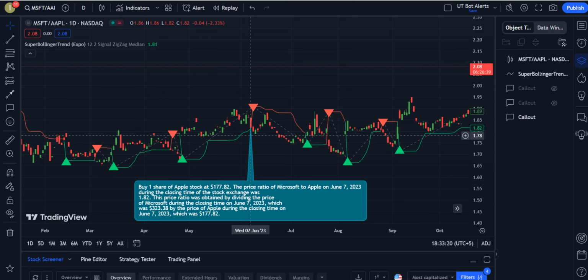Why is it that price? Because at that time, at the closing time of the stock exchange on June 7, 2023, the Apple stock was priced at $177.82 per share. And so we would buy one share of Apple stock at a price of $177.82. And at that time and date, the price ratio of Microsoft to Apple was 1.82. How do we get that price ratio?